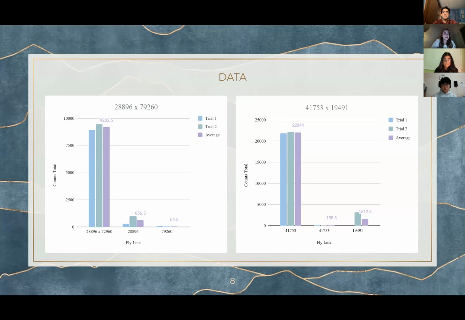So the first way that we visualized our data was by comparing the total counts for each cross line versus their 2 controls. And the graphs show both trials as well as the average for all of the lines. And the average value is labeled on all of the graphs. So in both cases, you can see that the total counts during the sleep window was significantly higher for both crosses in comparison to their controls. And that indicated for us, first of all, that our crosses were successful. And second of all, that the genetic manipulation did have an impact on fruit fly sleep.